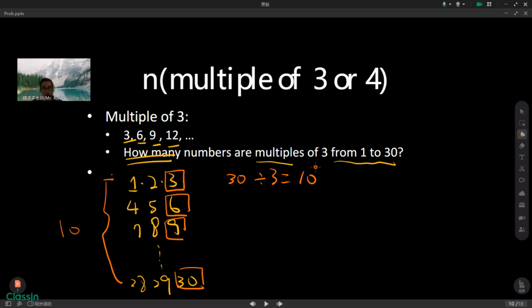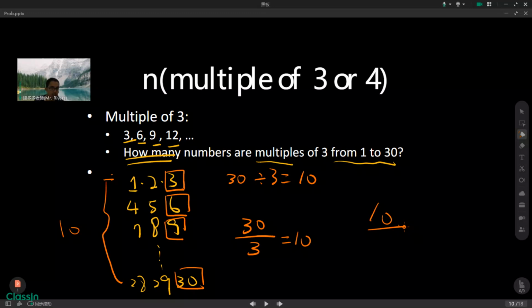So we find out the rule. If you are from 1 to 30, it means that you have 30 numbers. Because you are asking for multiples of 3, we should group every 3 numbers together. So we divide by 3, and there will be 10 groups. For every one group, there's only one number which is a multiple of 3. So we find out how many numbers are multiples of 3.